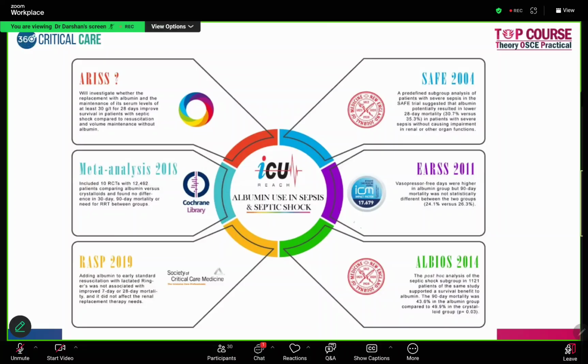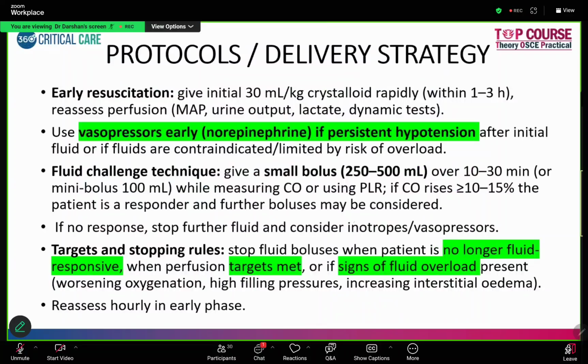One, it maintains the effective oncotic pressure, intravascular volume is maintained, and probably organ perfusion is better, making complications like AKI reduce. Okay, this is about albumin as a fluid. So we talked about volume of fluid, type of fluid.